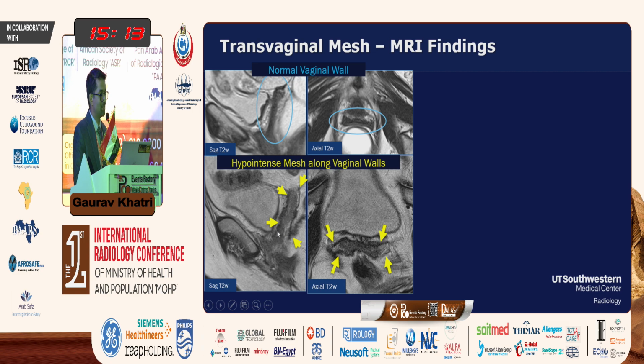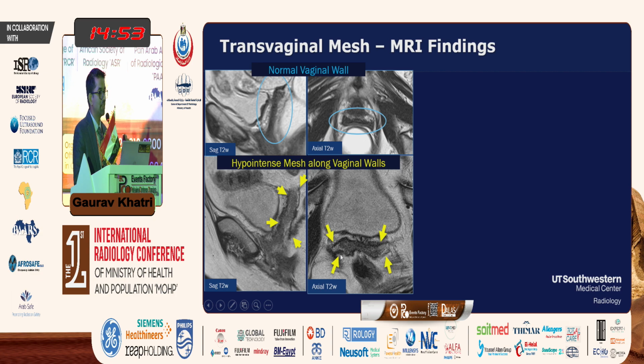You can see this dark structure along the anterior wall of the vagina, and a similar dark structure along the posterior wall of the vagina. You can see this on both the sagittal and axial images. You can see the arms here. This is the body of the mesh anteriorly and the body of the mesh posteriorly along the vaginal walls.